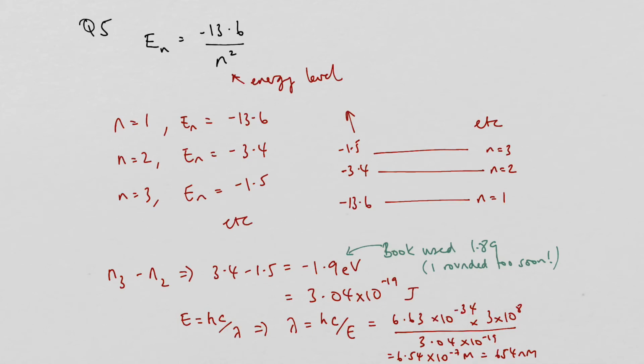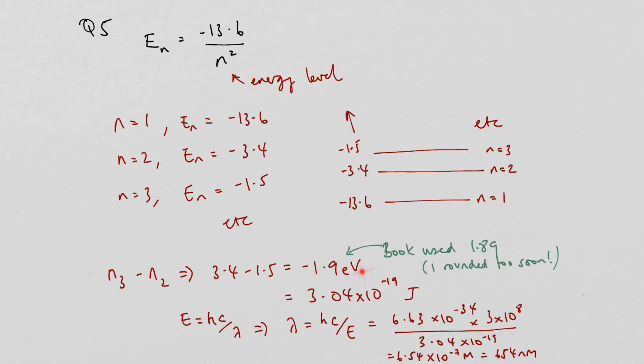For part B, it asks you to determine the wavelength of the emitted photon when an electron makes the transition between levels n equals 3 and n equals 2. Well, again, because I've drawn it, I can visualise what I need to do. I need to find the difference between those two energy values, the 3.4 and the 1.5. So E3 minus E2, because it's energy. And that works out to be 1.9 eV. When you look in the answers in your book, they've actually used 1.89, so the final answer is slightly different.